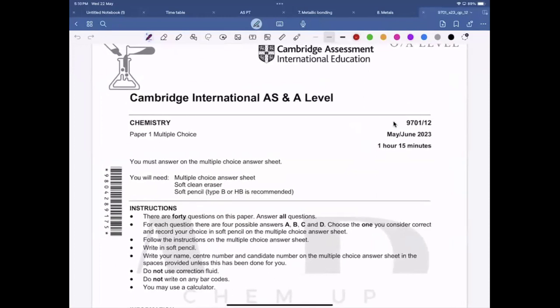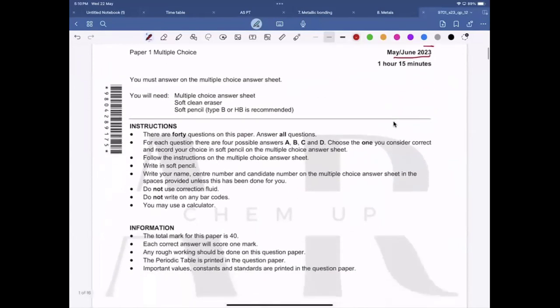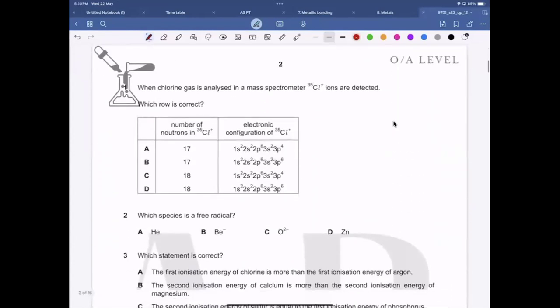Today we are going to start the May June 2023 Paper 1-2, AS 9701 Chemistry. Okay, so let's start with question number 1.